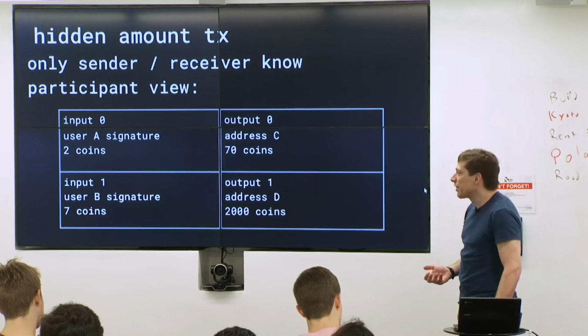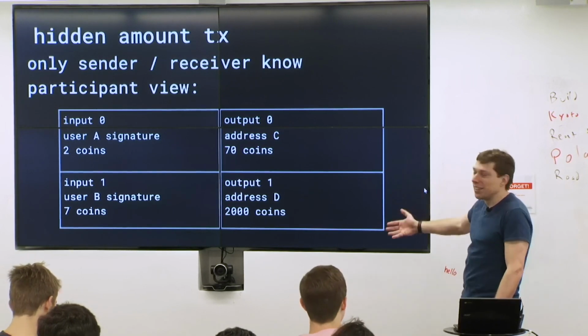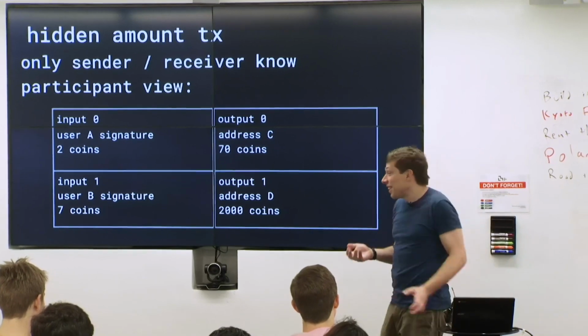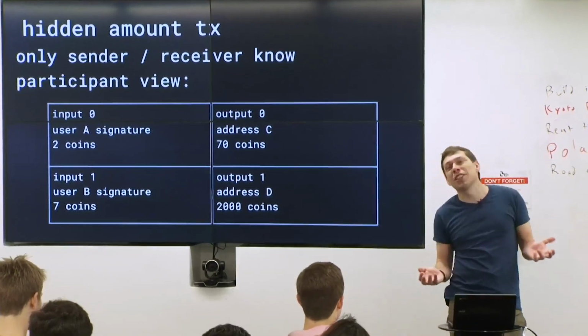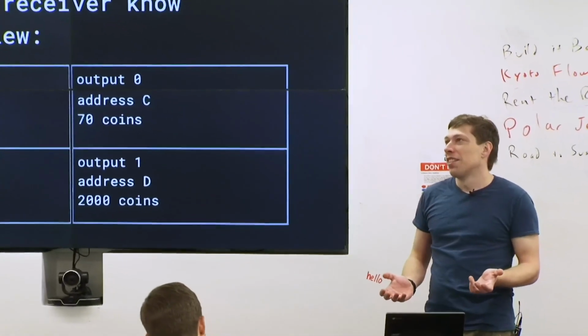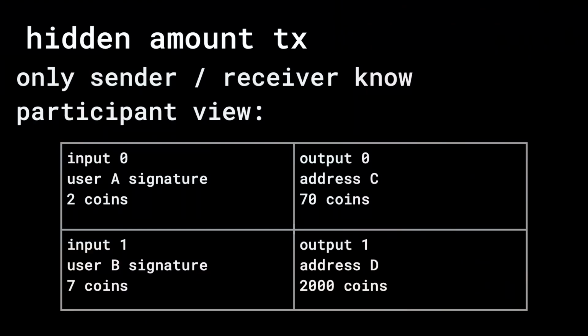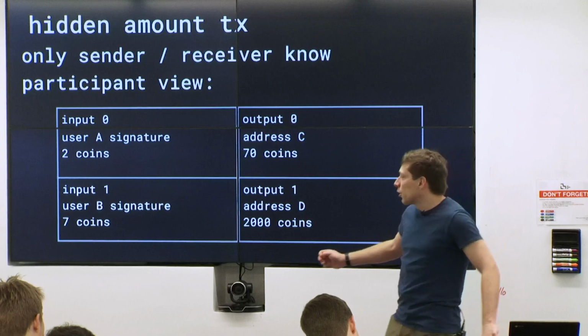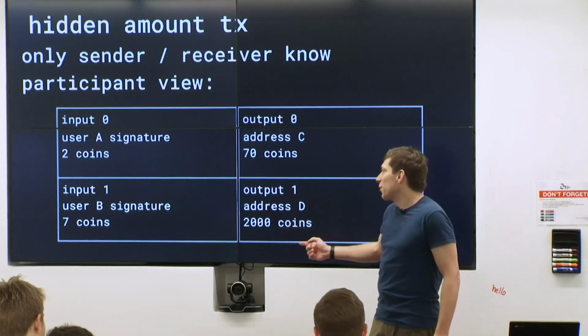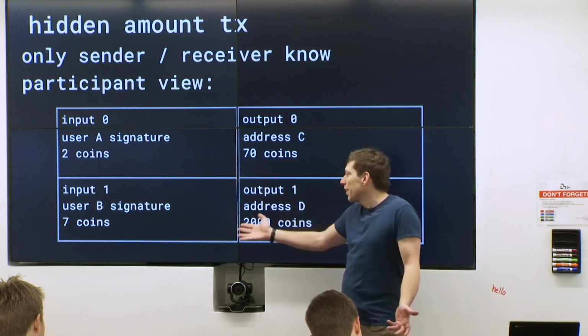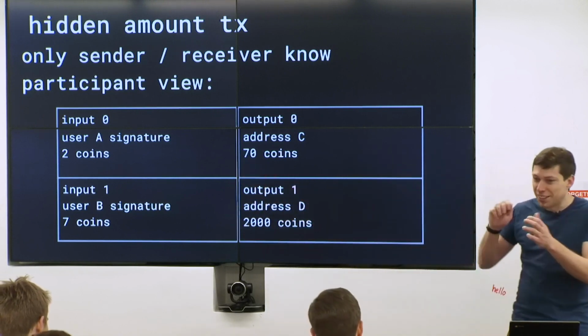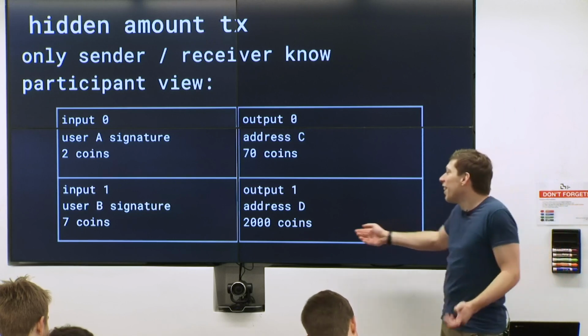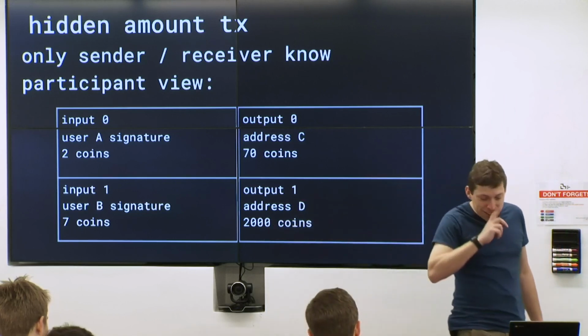Because if I can just send coins to myself and multiply them indefinitely, and it's hidden, to some extent you're like, well, maybe the network doesn't care, because I'm making them, but they're only my own coins. But if the network doesn't see anything, it's easy to create the coins. And if those coins are later used, I can't tell if they were made up or not. So if someone's like, hey, here's 2,000 coins, I'm like, dude, you're just making them up. You can't just write extra zeros on a $100 bill. No one's going to accept these later, right?